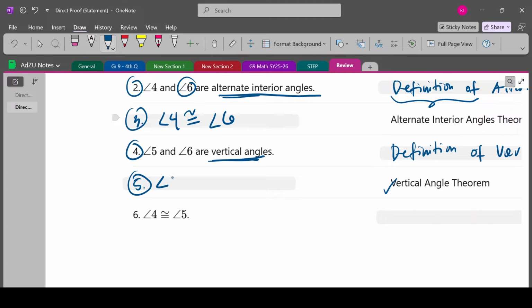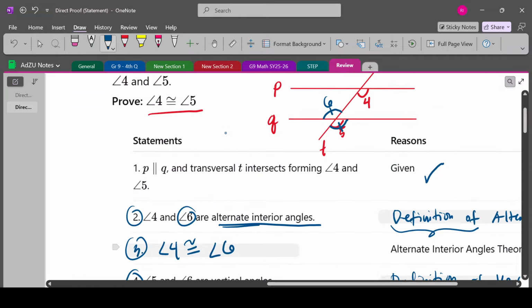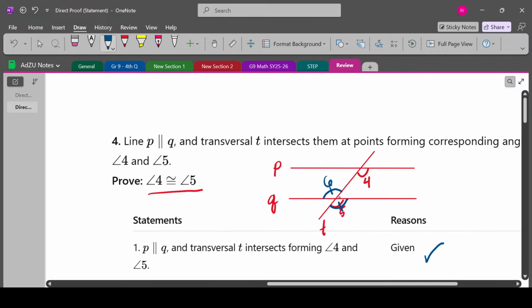We can say that the angle 5 and angle 6 are congruent. True. Kung ano yung measurement ng 5, the same ang measurement ng 6. Okay? Kasi nga congruent tong dalawa. Gets?